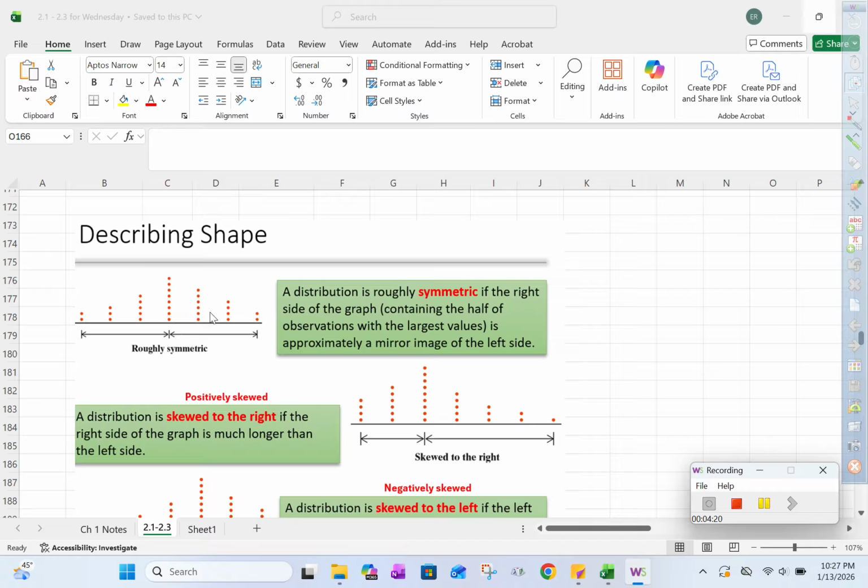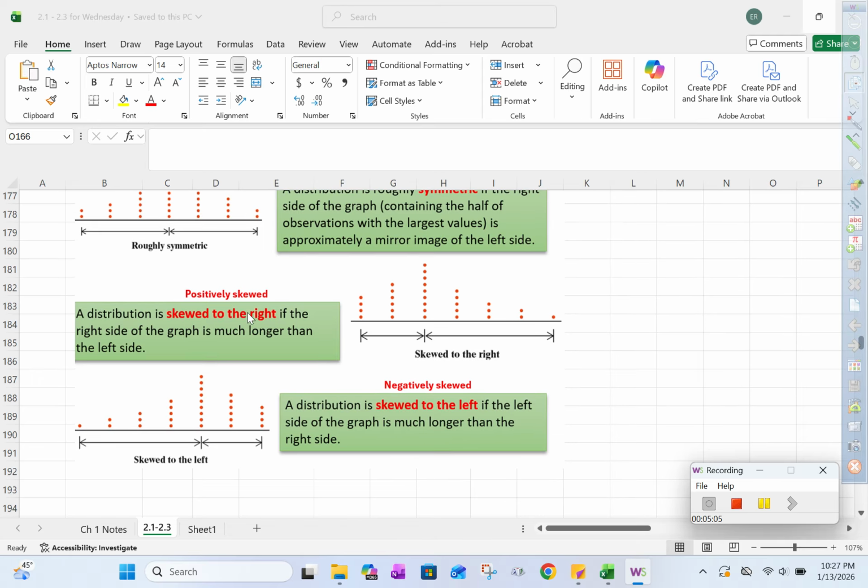This can even go as far as dealing with skew in box plots, which we'll cover next time, or stem and leaf plots. It all applies to different displays of our data. Okay, so roughly symmetric. If you fold it over, you're going to see about the same left and right.